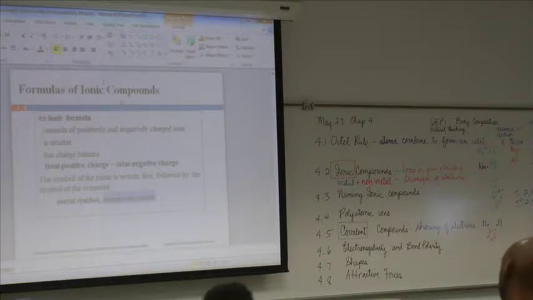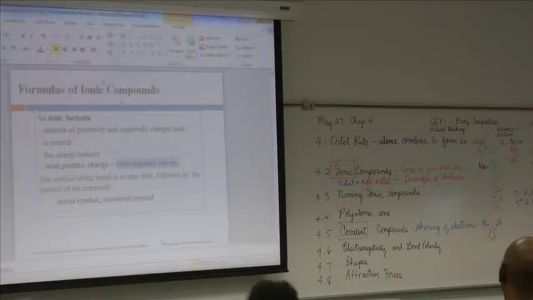Because the total positive charge should equal the total negative charge. Because sodium chloride is neutral, the one plus and one minus cancel out each other, so sodium chloride is a neutral ionic compound.